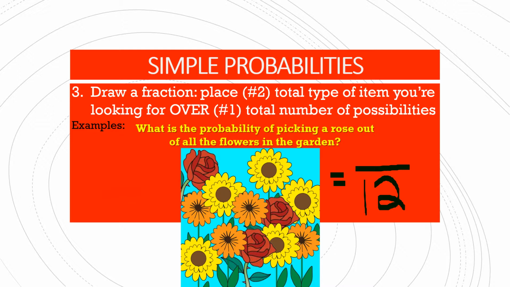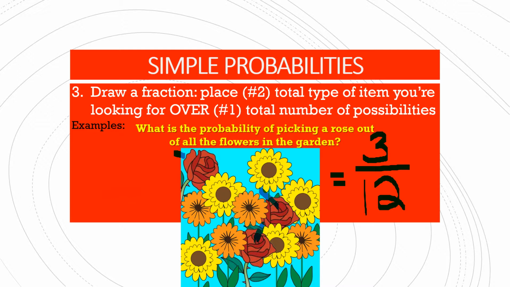And then the question is, what is the probability of picking a rose out of all of these flowers in the garden? Well, there are 1, 2, 3 roses. See, here's a rose here, here's a rose here, and here's a rose here. So there are 3 roses, and you want to pick one of those roses. So if there are 3 roses available, we're going to put that 3 on the top of the fraction. And there are 12 flowers in total, and that 12 is on the bottom of the fraction. So we have 3 out of 12 chance that you're going to pick a rose out of the garden.